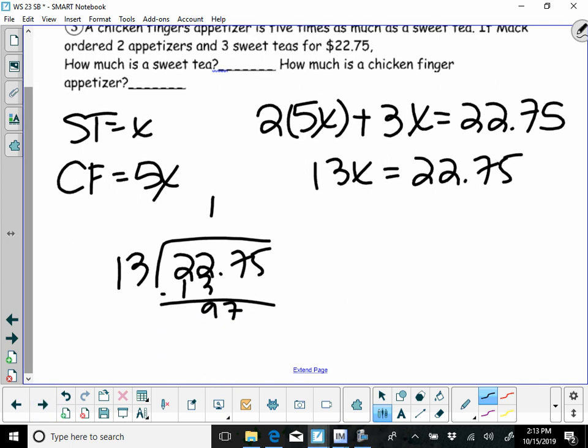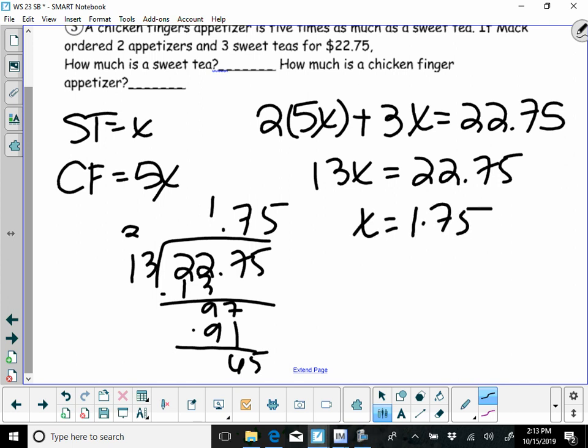All right, and if you're not sure how many times 13 will go into 97, just pick a number. I'm going to pick a 6. 6 times 3 is 18, carry my 1, so that gives me 78. If I subtract there, that's going to give me 19. So 6 was not large enough. So I need to go with 7. That gave me 91, which gives me 65, and 13 goes into 65 5 times. So X is $1.75 for your sweet tea.